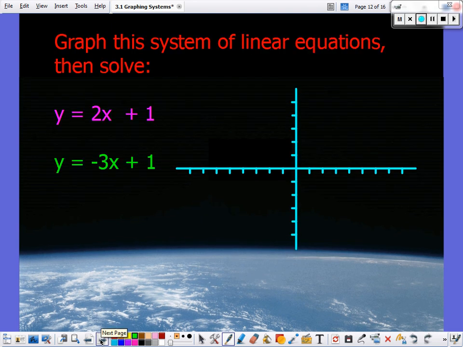Now let's go ahead and graph them and find the solution. So notice both of these, and I'm going to do the one in purple and purple. I'll do the one in green and green so you can see the difference. So let's do the purple one. y equals 2x plus 1. I need to graph that.